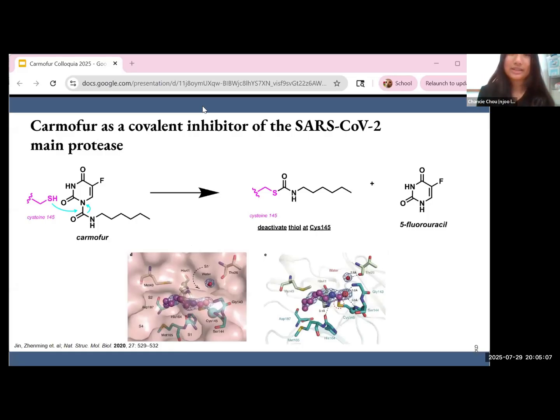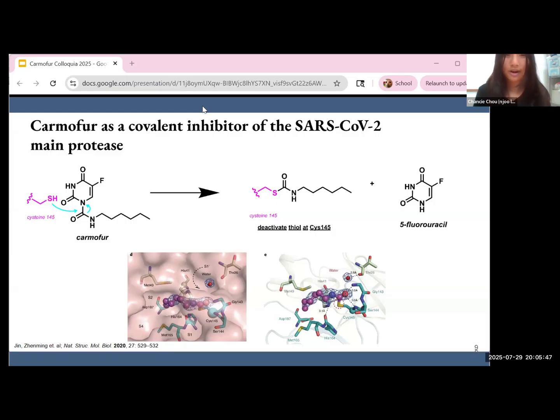So this Mpro enzyme is involved in the cleavage and maturing of functional proteins responsible for viral replication. And its role in the replicase transcriptase complex is really crucial across different variations of COVID-19, which makes Mpro a really promising target for anti-COVID treatment. And the mechanism in which it inhibits the SARS-CoV-2 Mpro enzyme is really similar to the way that it inhibits acetoceramidase. So it covalently modifies the catalytic Cys145 residue and also deactivates the thiocarbamate and releases 5-fluorouracil.